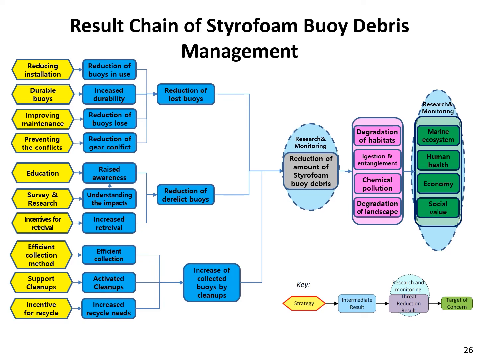With this result chain, we can understand how strategies bring about immediate result and contribute to the reduction of styrofoam buoy debris in marine environment. For example, reducing installation of the buoy will result in reduction of lost buoy. An education strategy will help raising fishermen's awareness, and we can expect the fishermen will bring back the used buoy from the sea. That's one of the ways for reducing drifting buoys.